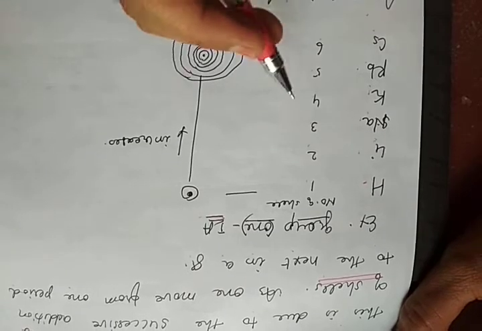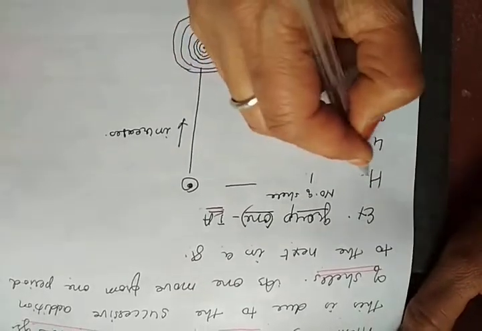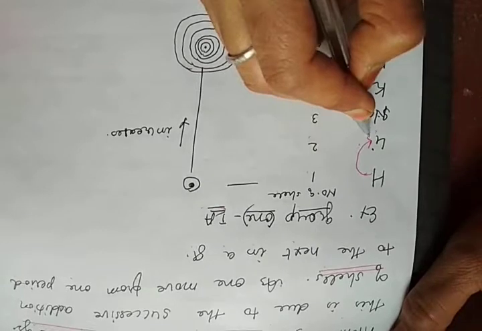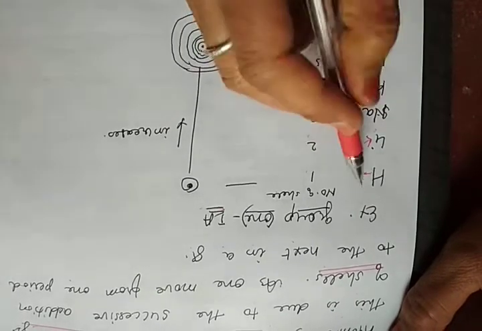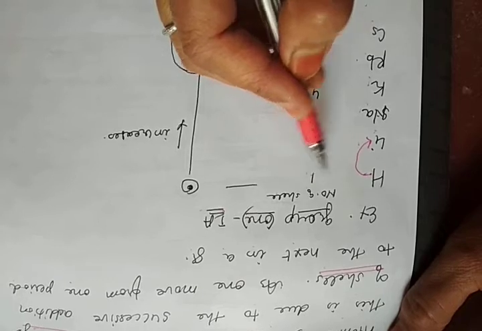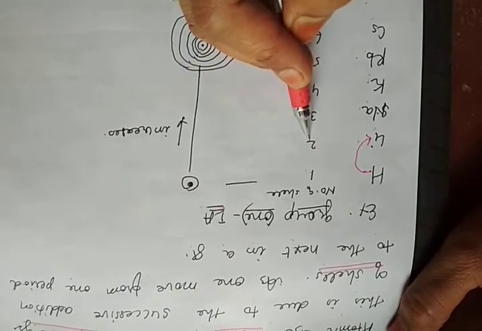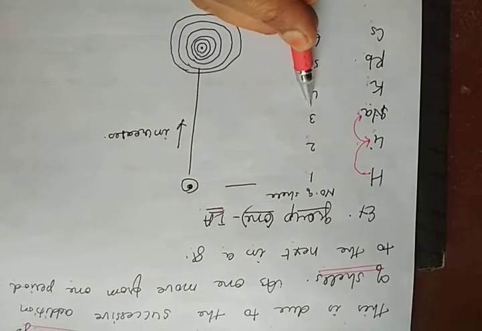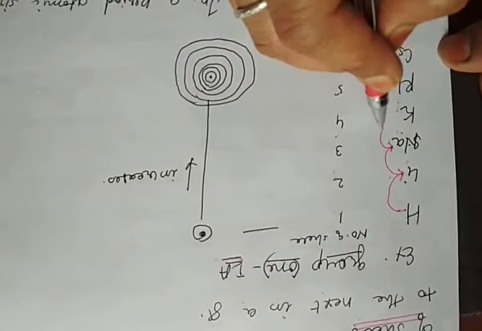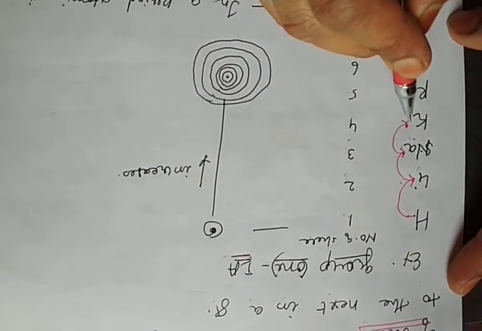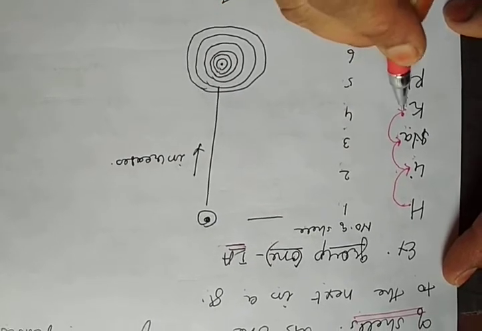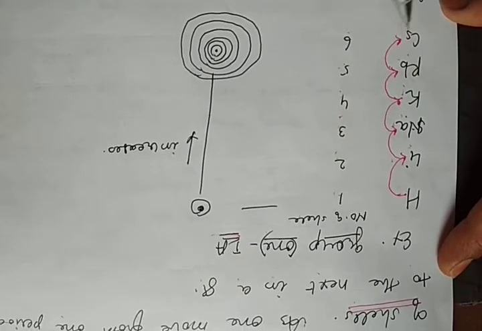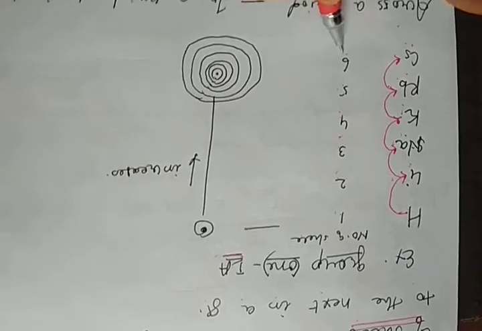Also, we know that when we move in a group from one element to the next element, the next element belongs to the next period. As the number of the period increases, the number of shells also increases. Hydrogen is in the first period, therefore it has 1 shell. Lithium is in the second period, therefore it has 2 shells. From lithium, when we move to sodium, sodium belongs to the third period, so it has 3 shells. From sodium to potassium, potassium belongs to the fourth period, so it has 4 shells. Rubidium belongs to the 5th period, having 5 shells. And cesium lastly belongs to the 6th period, so it has 6 shells.